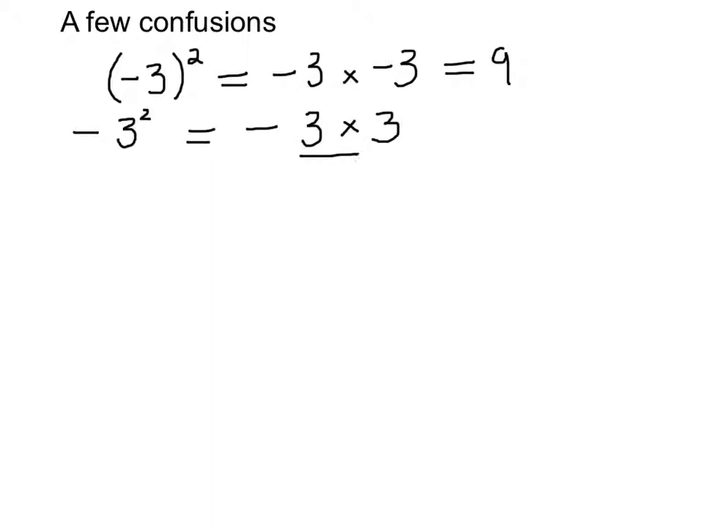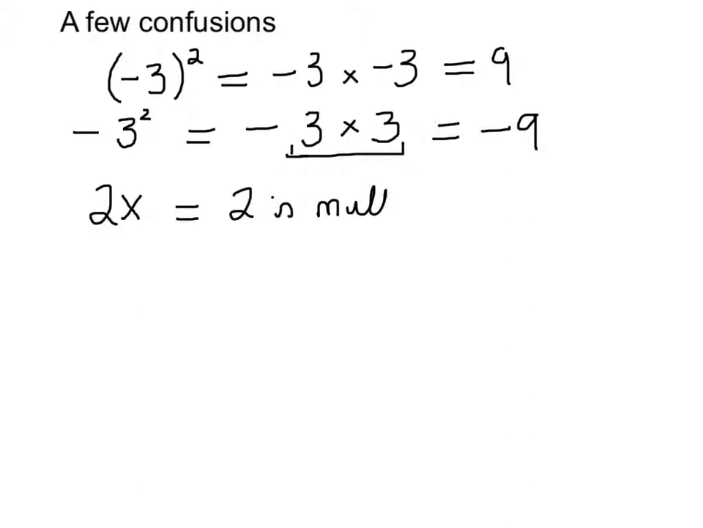Right? This is 3 squared. Okay? 3 3s are 9, so the answer to this is going to be minus 9. In mathematics, if I write down 2x, what I mean by that is that 2 is multiplied by the number x. Now I don't know what the value for x is, so I can't do the multiplication, but x is a number which I don't know, and 2 is multiplied by it.